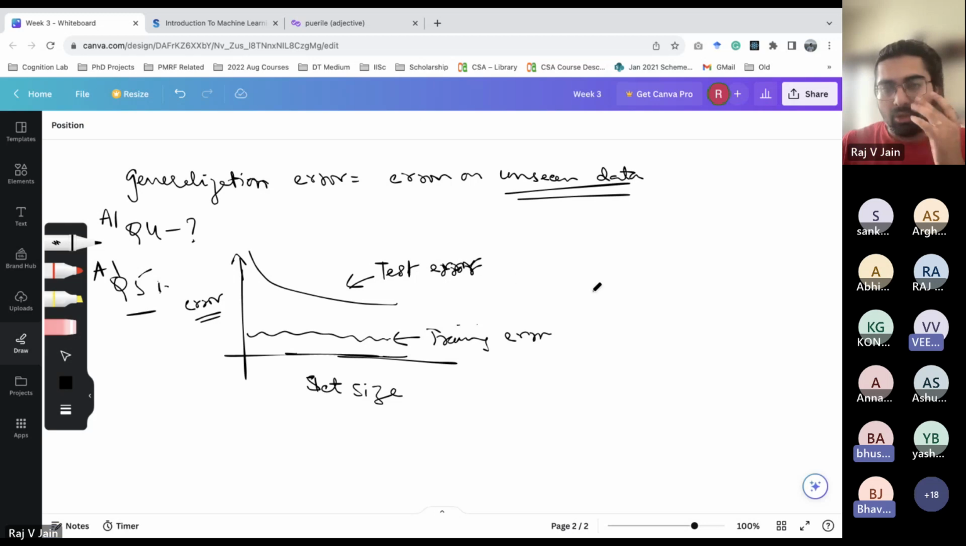Sir, but for high bias, the training error also will be more, right? Because that is what we have learned from the class, that whenever it is high bias, both will be more. Training error will be more, test error will be more. But my question is, does test error have anything to do with the bias? Nothing, right? They're two different things. Test error has only to do with variance.